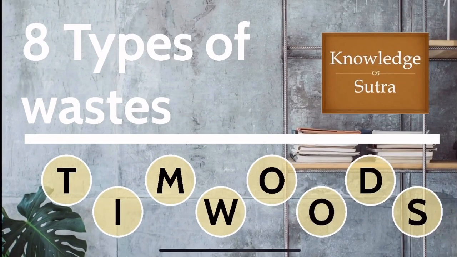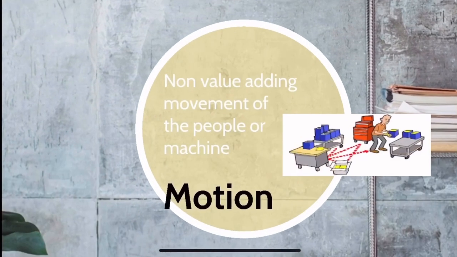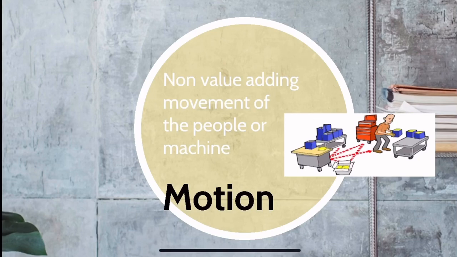The third waste is denoted by M in TIMWOODS and is motion. Motion is any non-value adding movement of people or machines, or we can say that it is unnecessary movement by people. For example, walking, or a worker searching for a missing tool, or a printer and other equipment not being conveniently located in the office, raises the problem or waste of motion.